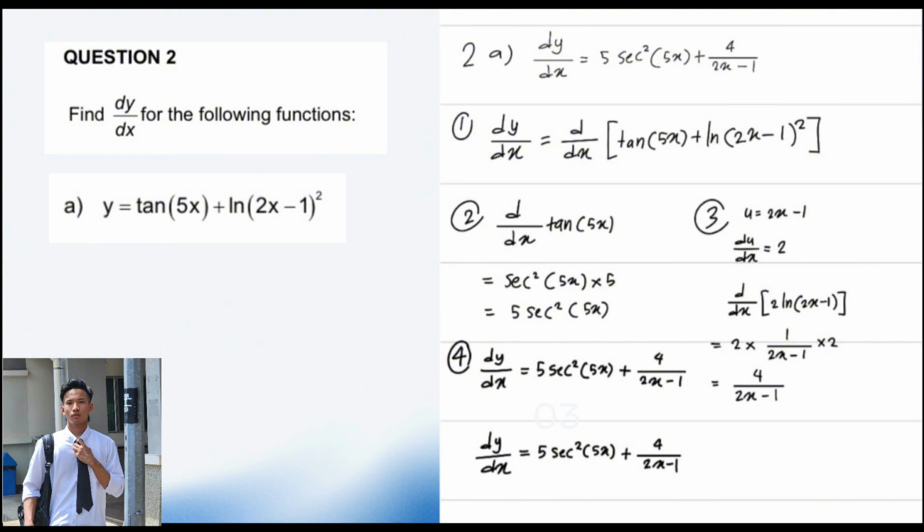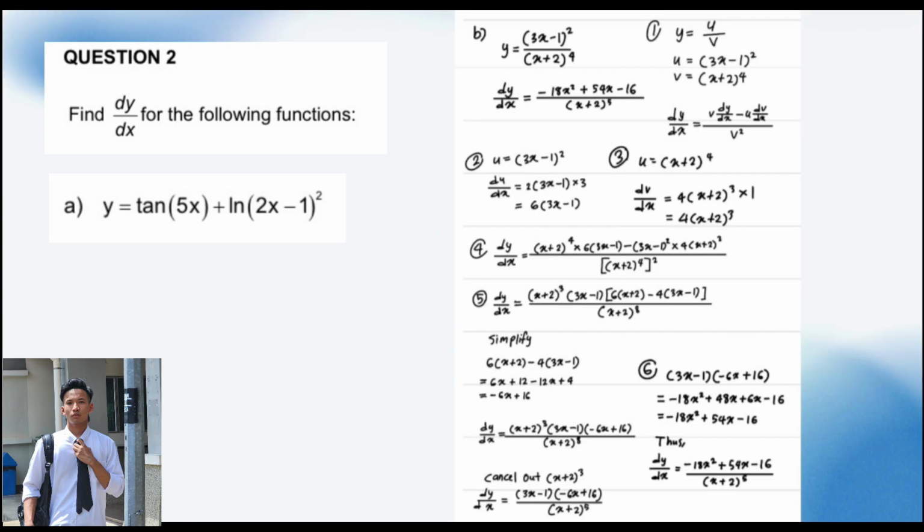u equals 2x minus 1, so du over dx equals 2. dy over dx of 2 ln (2x minus 1) equals 2 times 1 over (2x minus 1) multiplied by 2, which equals 4 over (2x minus 1).